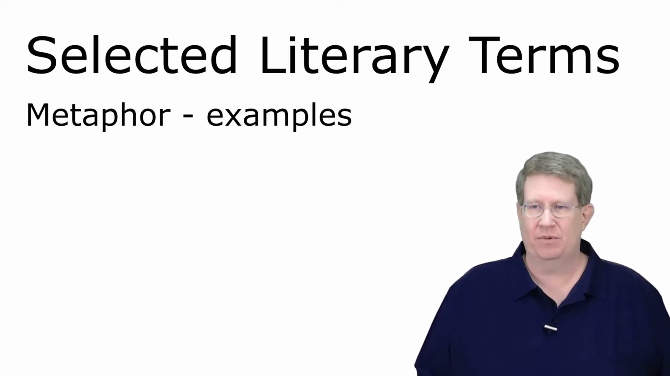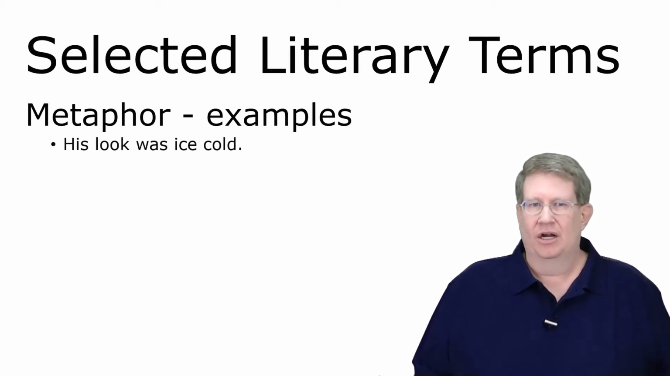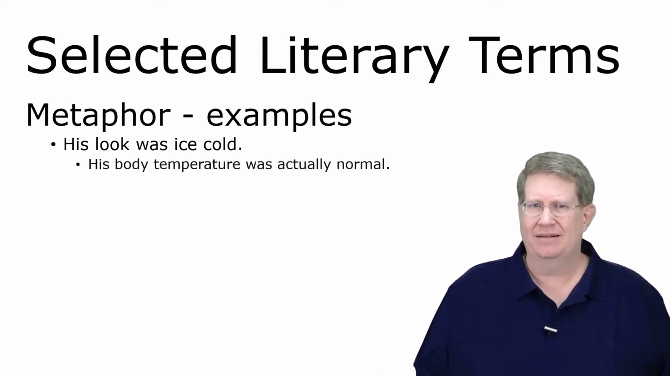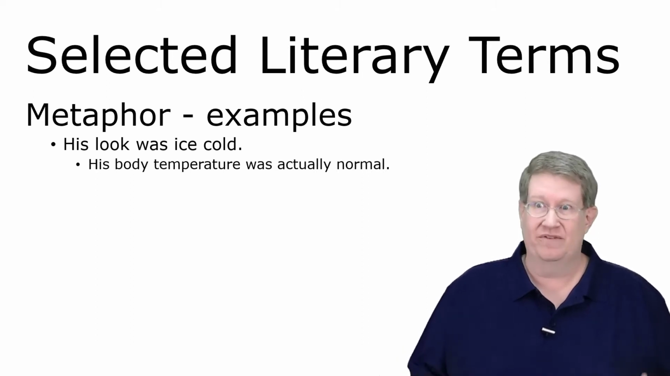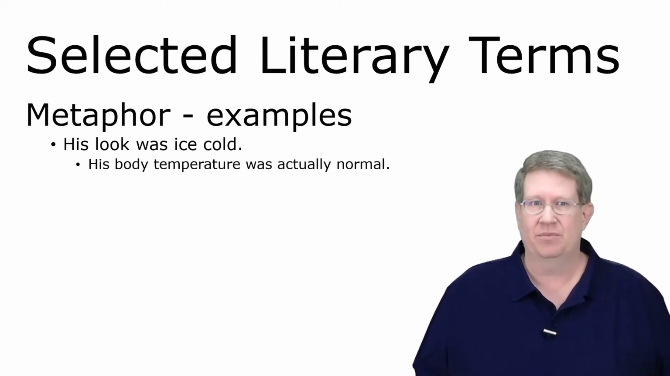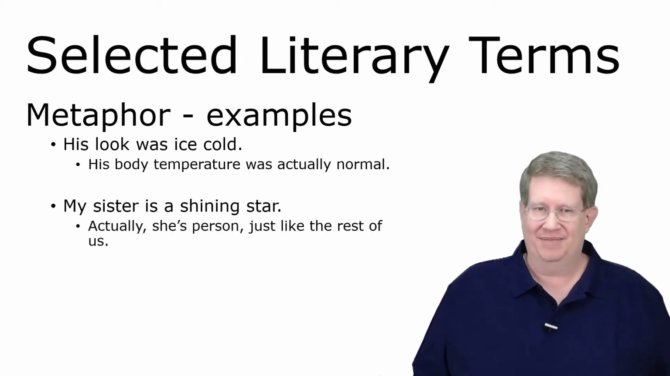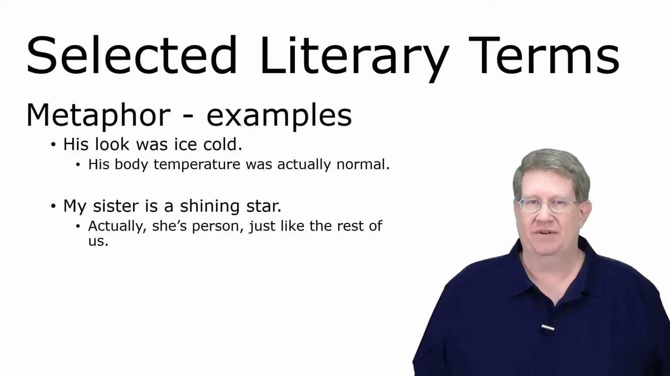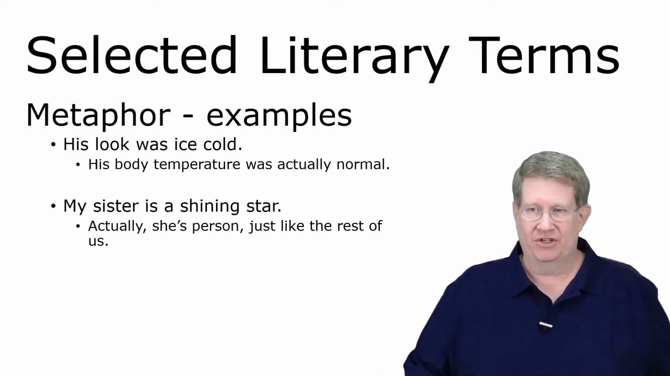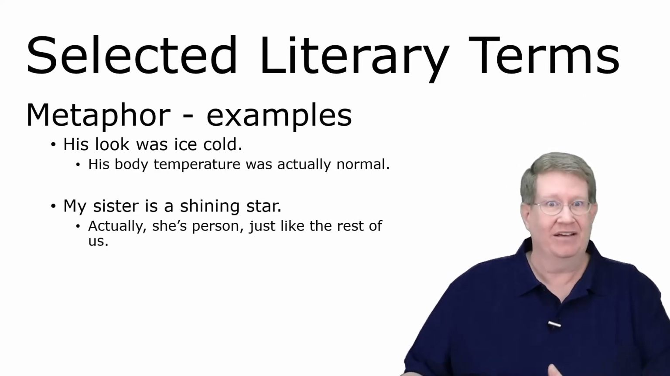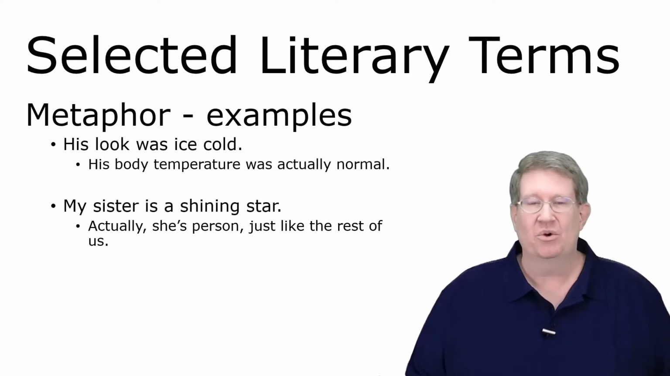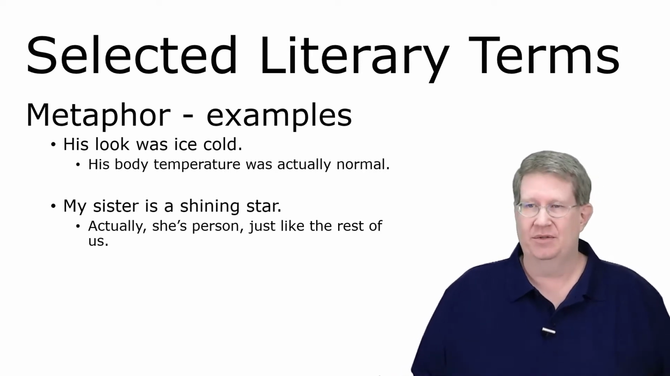Let's look at some examples. His look was ice cold. Well, his body temperature was actually normal. What we're saying here is that he was very angry or very upset about something. My sister is a shining star. Well, actually, she's a person just like the rest of us. So the metaphor is just simply that she is like a shining star, but we don't use the word like because that would make it a simile.